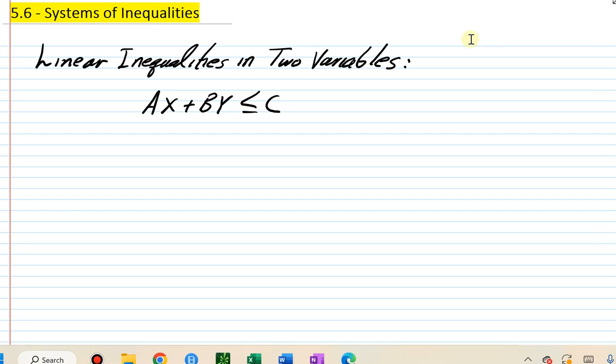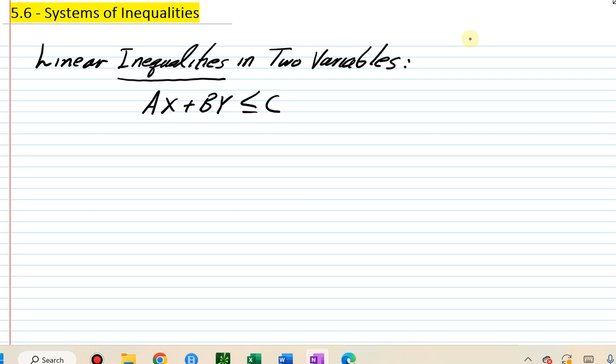Let's talk about systems of inequalities. Before we look at systems of inequalities, let's start by taking a look at linear inequalities in two variables. A linear inequality in two variables, namely x and y, is written in the form that you're looking at. Notice the structure is very much just like linear equalities. The key word here is inequality.